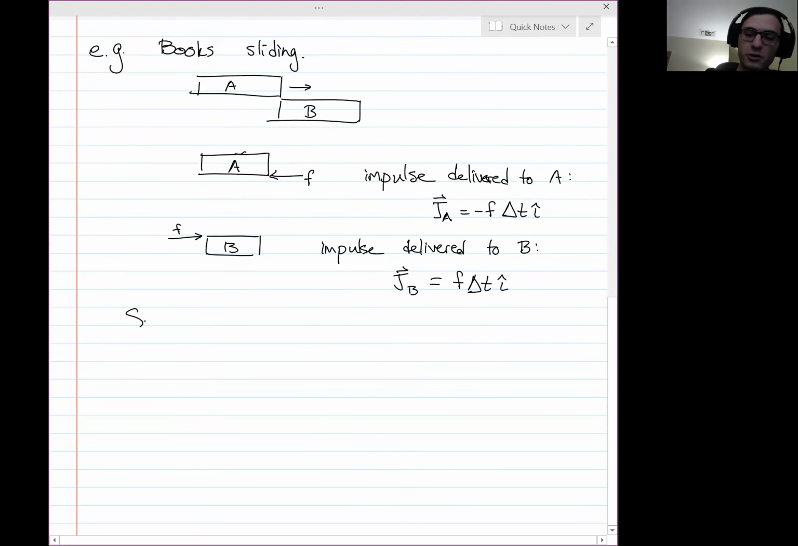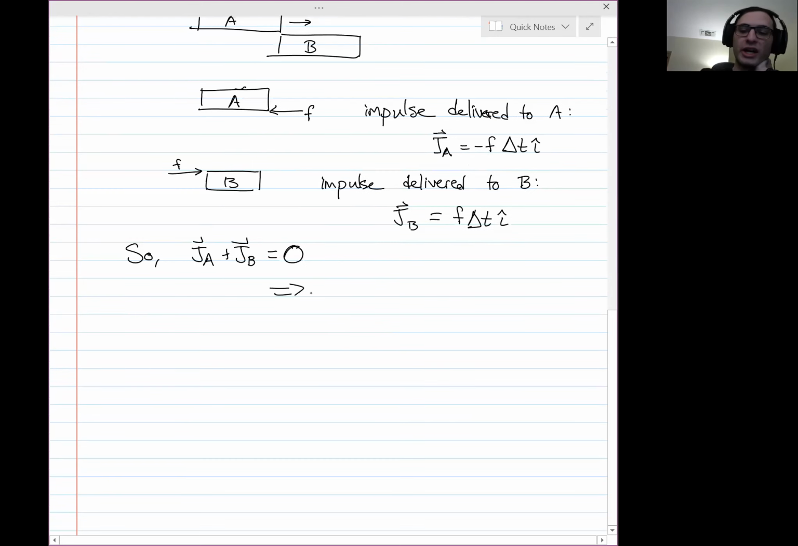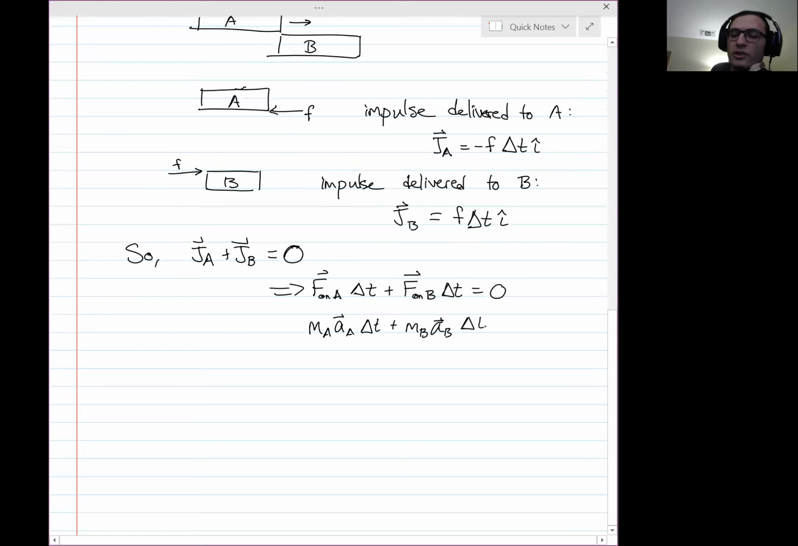So what do we find? We find that JA plus JB is 0. That shouldn't be so surprising, but maybe it is, right? If you add these two things together, you get the 0 vector, the vector with 0 magnitude. So what does that tell us? It tells us that the force on A times delta T plus the force on B times delta T is 0. And from Newton's second law, we get that the mass of A times the acceleration of A times delta T plus the mass of B times the acceleration of B times delta T equals 0.